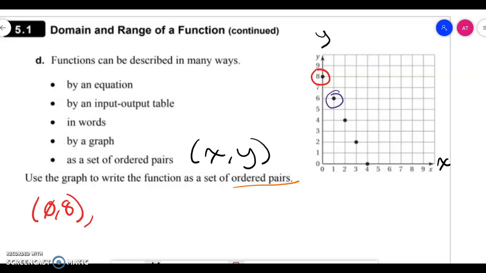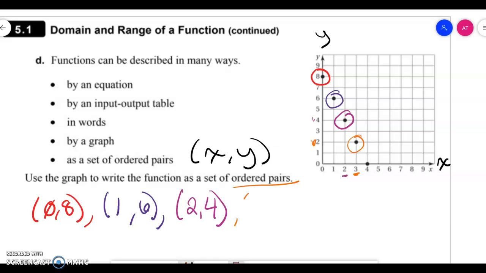Then we're going to look at our second one, which is going to be 1, 6. Our third one, which is going to be 2, 4. And remember, we move left to right first, and then up and down. And then we have 3 and 2 as our other ordered pair. And our last ordered pair is actually going to be 4 and 0. Because X, we're moving to the 4, and we don't move anywhere else but up.